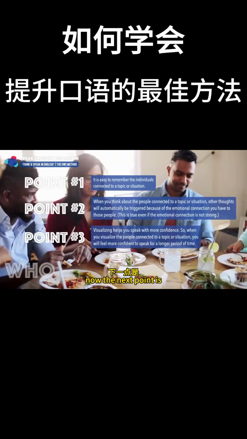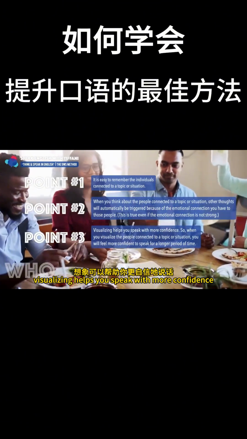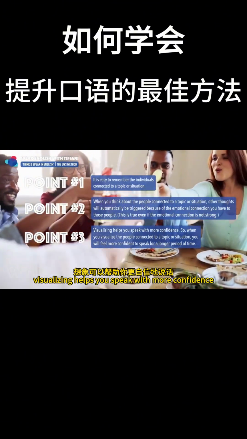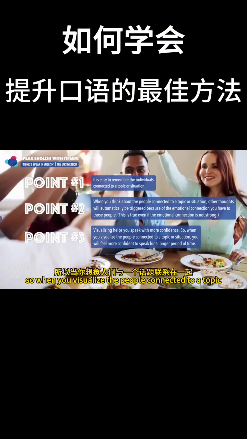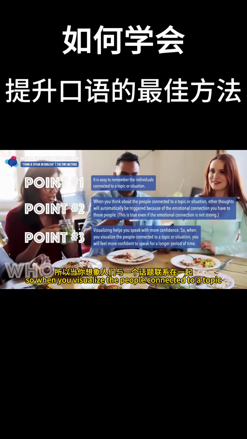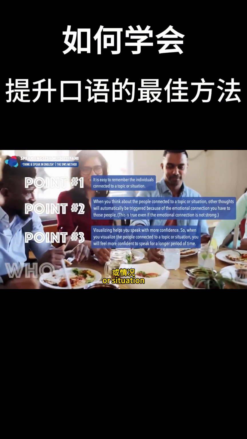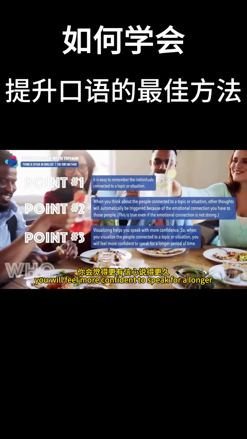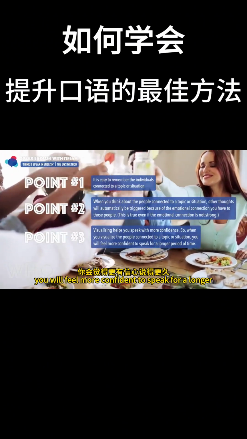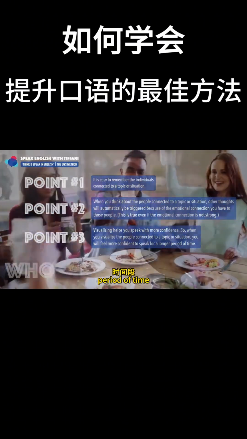Now, the next point is visualizing helps you speak with more confidence. So, when you visualize the people connected to a topic or situation, you will feel more confident to speak for a longer period of time.